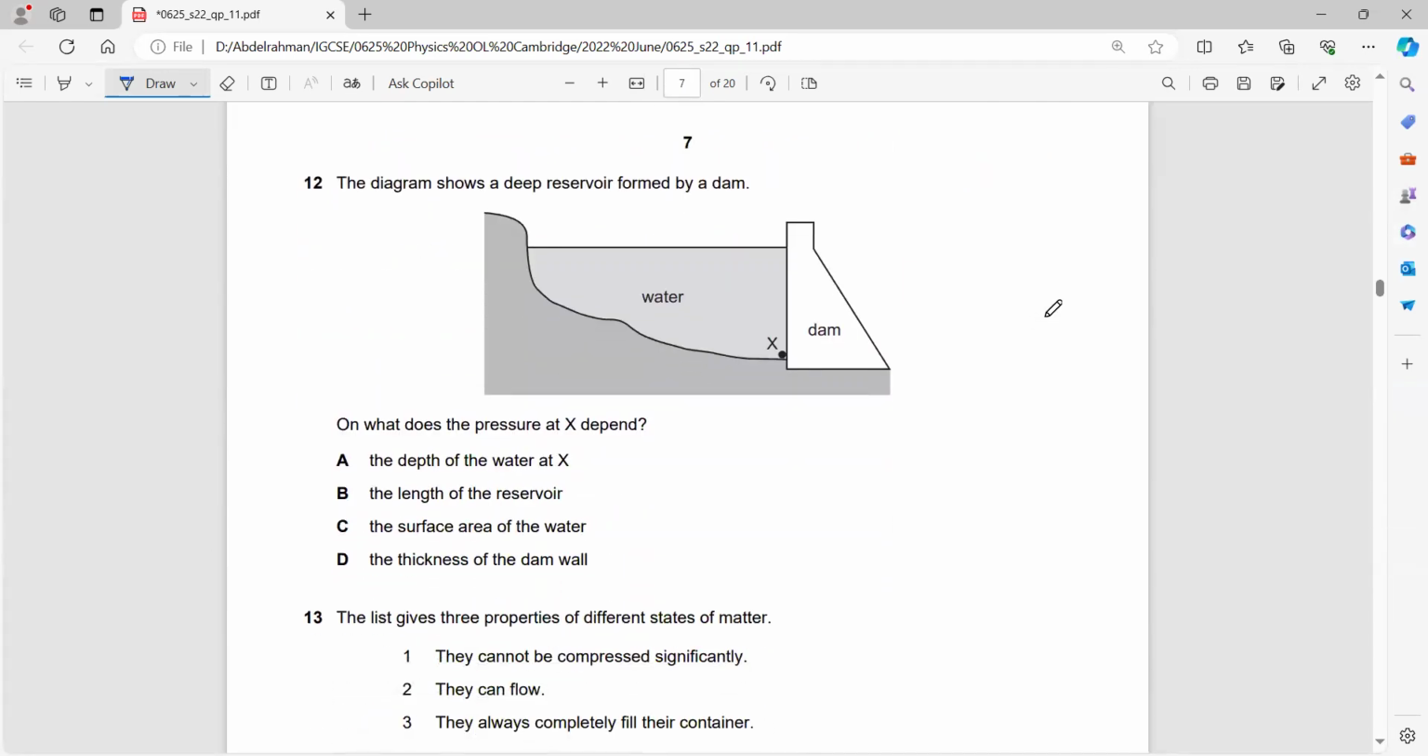On what does the pressure at X depend? Pressure at X, what does it depend on? A. Definitely the depth of the water, right?